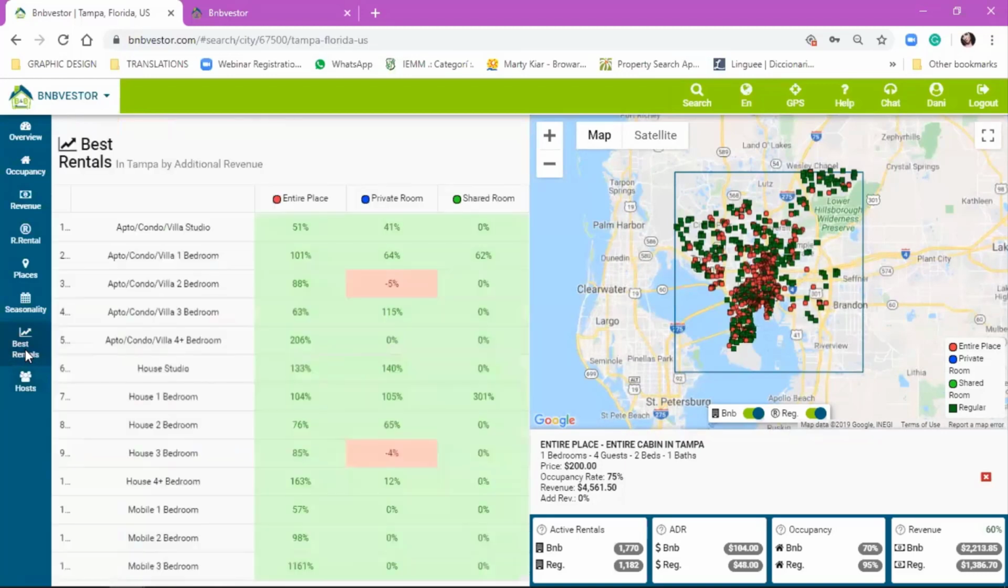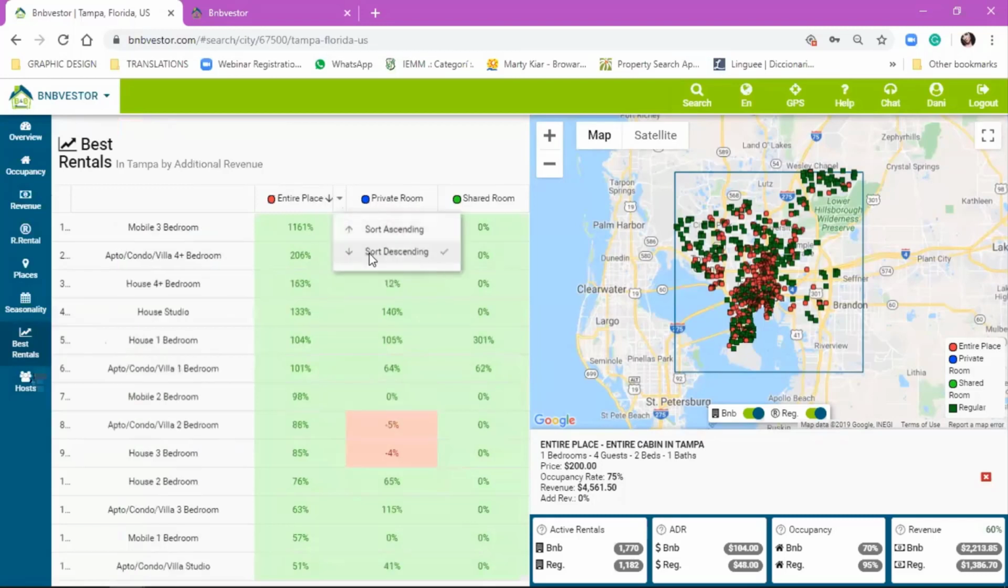of that specific property. Then we have our best rentals tab where it will tell you what's the best property and type of bedroom in this area that you can rent. Okay. So for example, over here, a mobile home of 3 bedrooms is going to give you 1,161% of additional revenue. I would consider something more realistic, like an apartment condo villa of 4 bedrooms or more, that will give you 206% additional revenue.